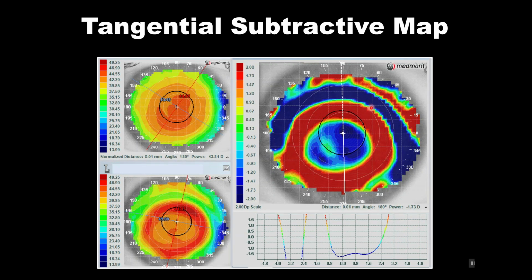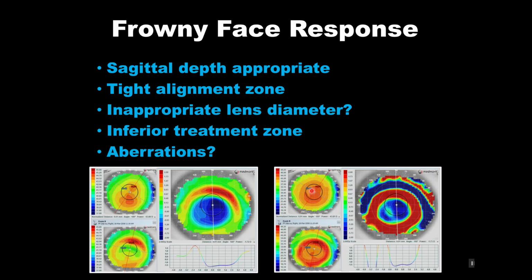Look at your tangential map. You see the red ring low in relationship with the pupil. You also can look at the blue ring. It's around 1 millimeter from the pupil margin at 12 o'clock. It's well below the pupil at 6 o'clock. So this is your frowny face, and it usually means that you're very close to a good effect.